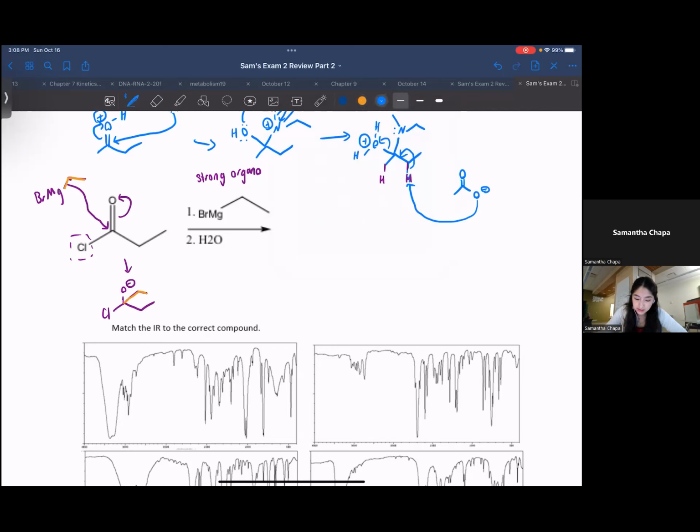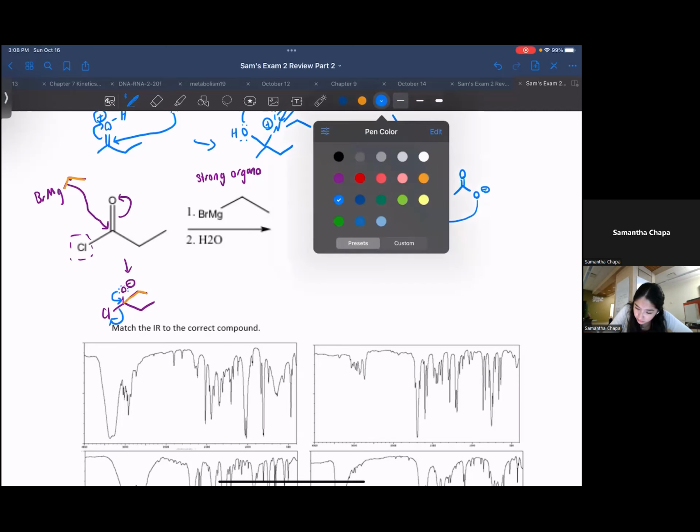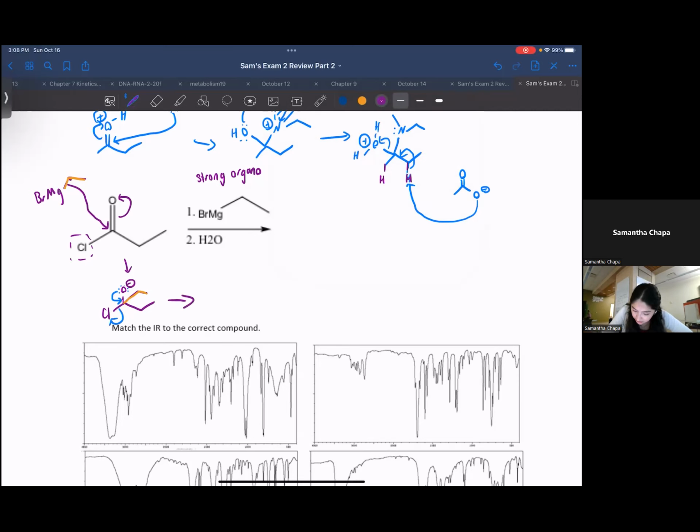Okay, so usually we would protonate already. The second step is H2O, and you usually protonate, but you have a good leaving group. So instead of finishing the reaction here, my electrons are going to come in, reform the carbonyl, and kick off the good leaving group. So my second step should look like this.